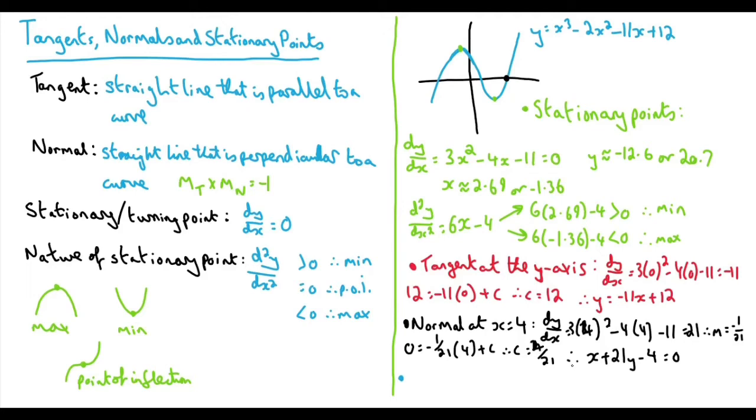Now lastly, even though points of intersection is something that's really going to be covered in its own video, just to mention it here, if the question had then asked you, well, there is a point where the tangent at the y-axis and the normal at x equals 4 intersect, work out what that is. Well, if they're intersecting, then we're saying the same x and y values work for both equations. Therefore, you can substitute one of them into the other. You can replace this y here with the entire expression of the tangent. So, x plus 21 lots of the minus 11x plus 12 minus 4 equals 0.